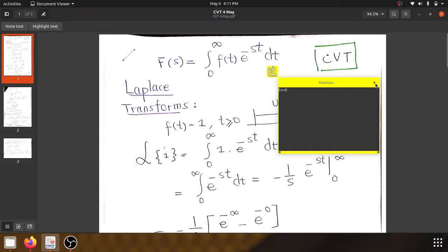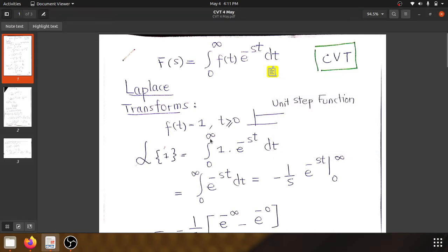So let's solve an example where we are given a unit step function. A unit step function is a function that has value 1 for all values of t after time t is equal to 0 and is 0 otherwise. So it is 1 for time t greater than or equal to 0 and is 0 otherwise. So let's plug this value f of t in this formula: 1 times e to the minus st dt, we integrate from 0 to infinity.